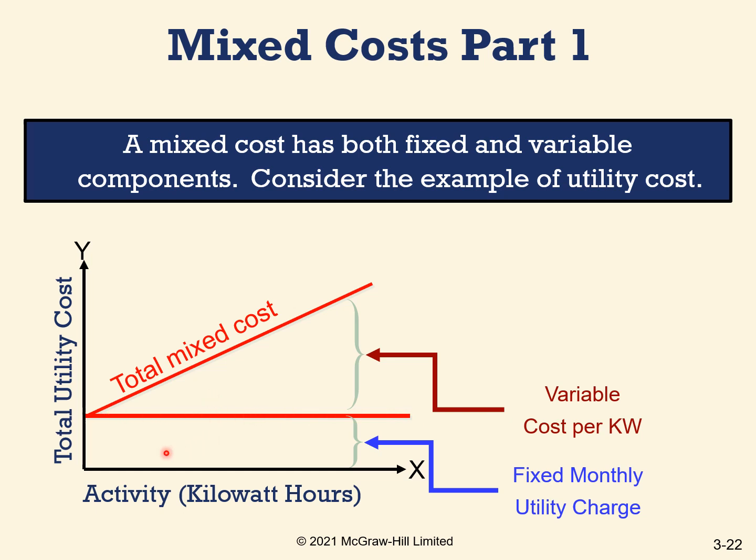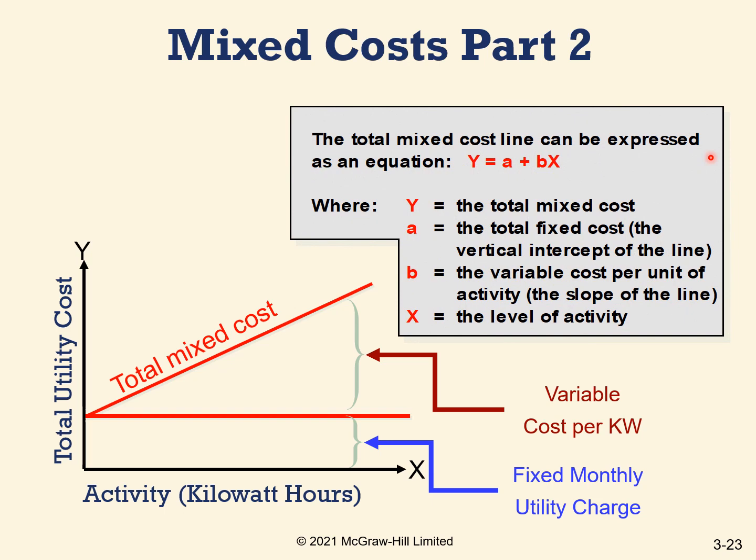But as well, there is a variable portion because for every kilowatt we use, maybe it costs an additional $2 per kilowatt used. So we're going to have two components of this mixed cost. There's the variable component, which will vary by the kilowatts we use, and there's a fixed monthly charge that won't change at all based on whatever we use during that month.